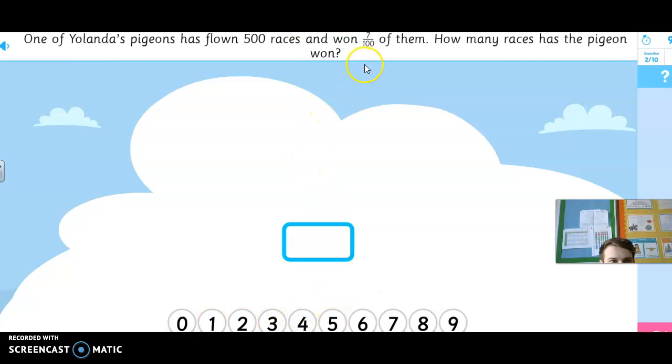Okay, there you go. I'm not going to go through all of them, but just remember, each time take the total quantity, the total number, divide it by the denominator, that's the bottom number, and then after that you can multiply by the top one. Okay.